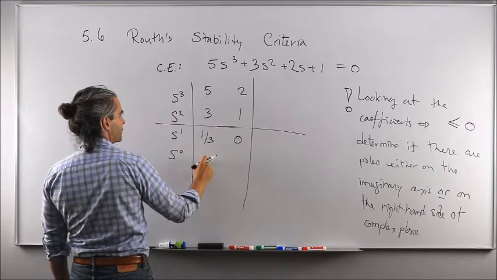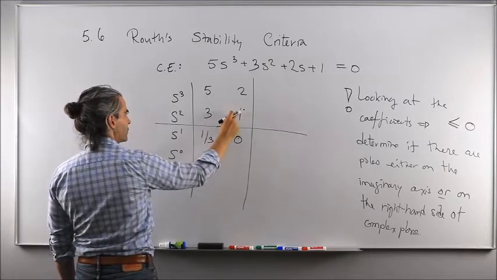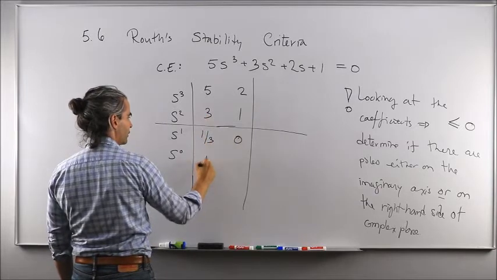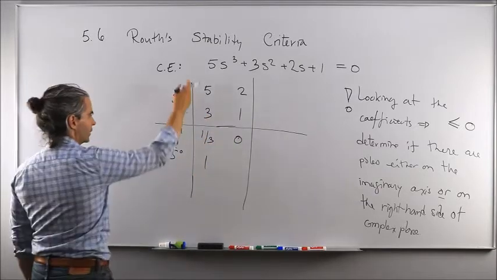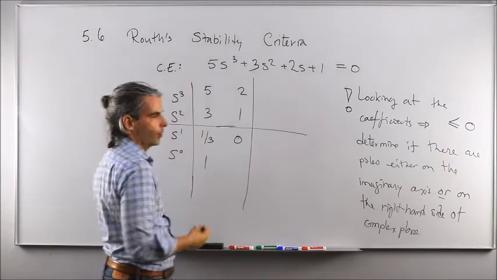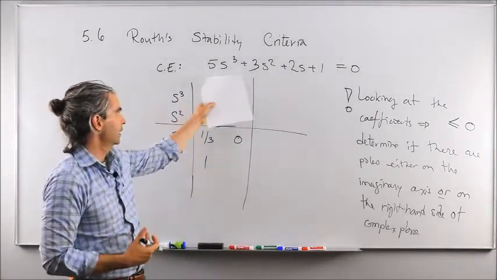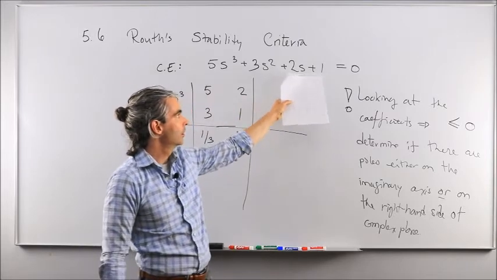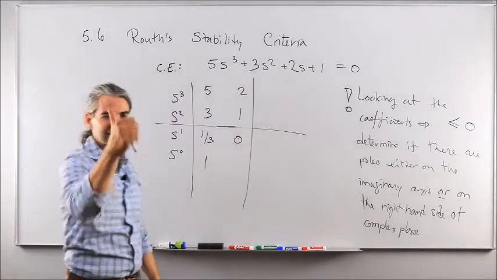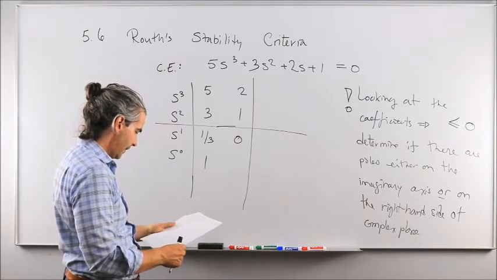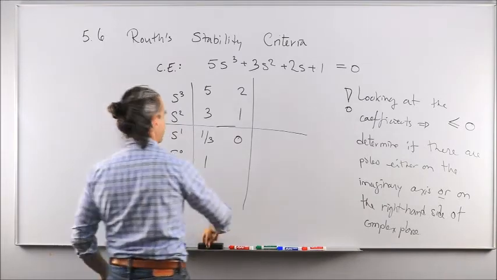Now, for this one it is going to be 1/3 times 1 minus 3 times 0 over 1/3, so 1. It's all positive, so all my poles lie on the left-hand side of the complex plane, and that is representative of an asymptotically stable closed loop transfer function. This is good. Makes us happy. Okay?